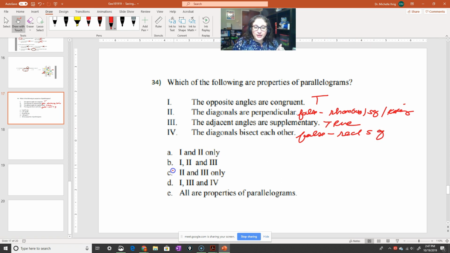So 1 and 3 are, ooh. Oh no, I was wrong. Diagonals are congruent. Whoops. Diagonals bisect each other is true. Diagonals congruent are only for rectangles. So it's 1, 2, and 3. Choice B.